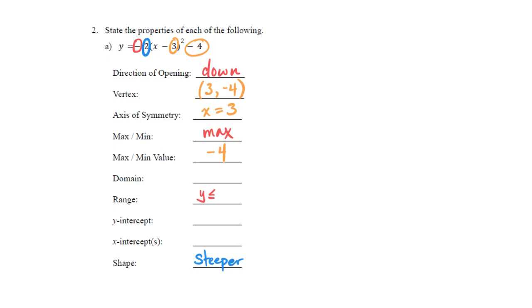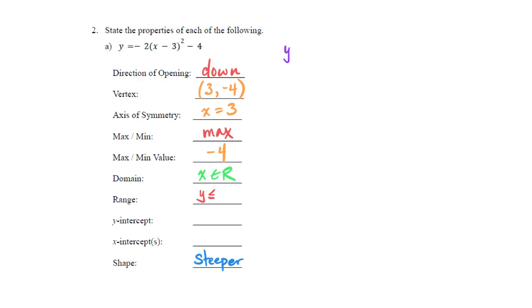Well, pretty quickly. My domain is always the same thing. X can be anything within a parabola, so I don't gain anything by looking at the particulars of the equation. My y-intercept and my x-intercept, that's going to require a little bit of work. And for that, I want to go through and I want to erase all my colors in the equation. I just don't want us to get lost with all those things circled. I'm going to do all my work in purple.